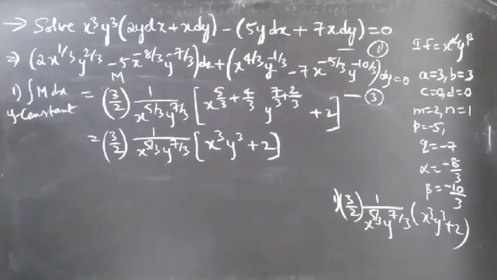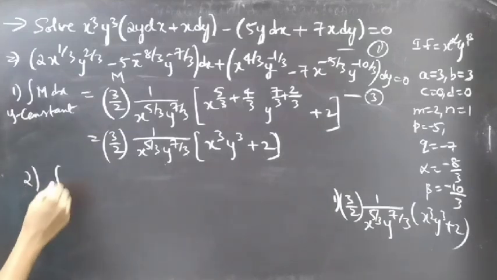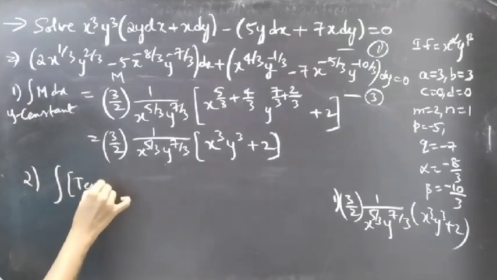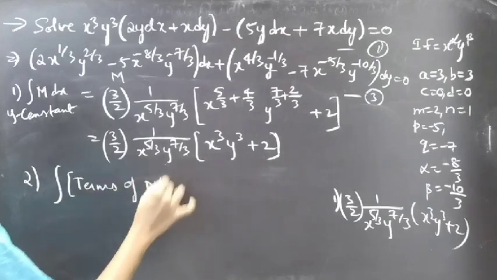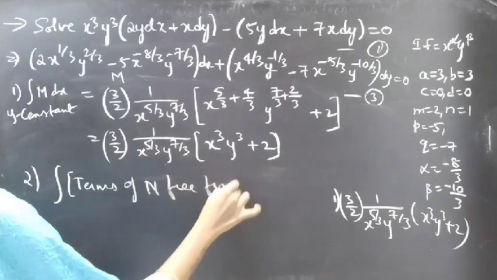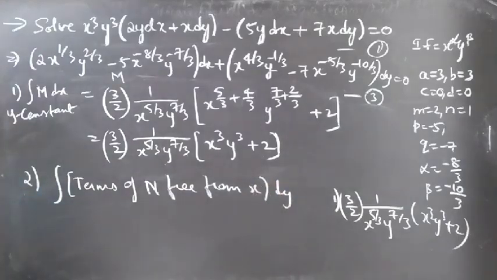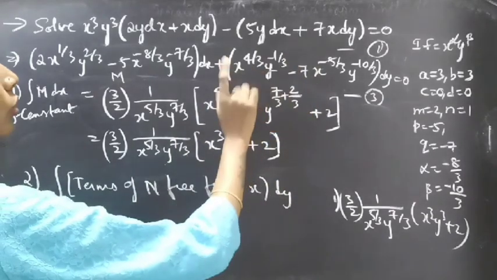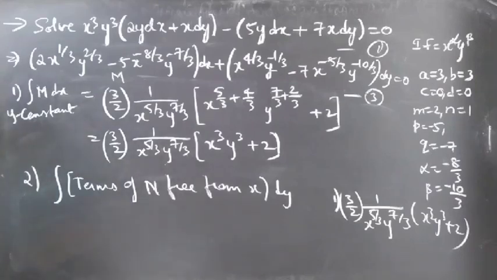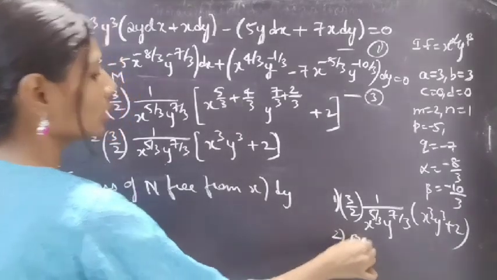Now coming to the second integral. The second integral is the integral of terms of n free from x into dy. Now observe n. This is our n, right? We don't have terms which are free from x. So the integral of terms of n free from x is 0. So the result obtained from the second integral is 0.